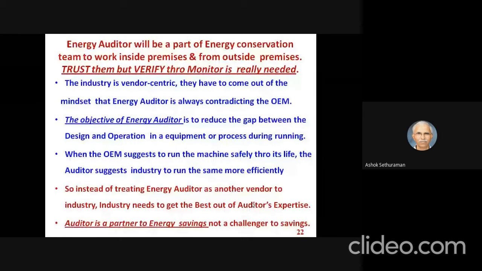You always trust the industry. Whatever the management says, whatever the middle management says, you trust them, but you always verify with your monitoring readings. The readings are more important now. The industry is always vendor centric because the vendor is always visiting. The energy saving vendor also wants to canvass his energy saving product, so he is visiting the industry. But you are an energy auditor, you are not canvassing your energy auditing. The industry has to call you to visit to do the energy audit.